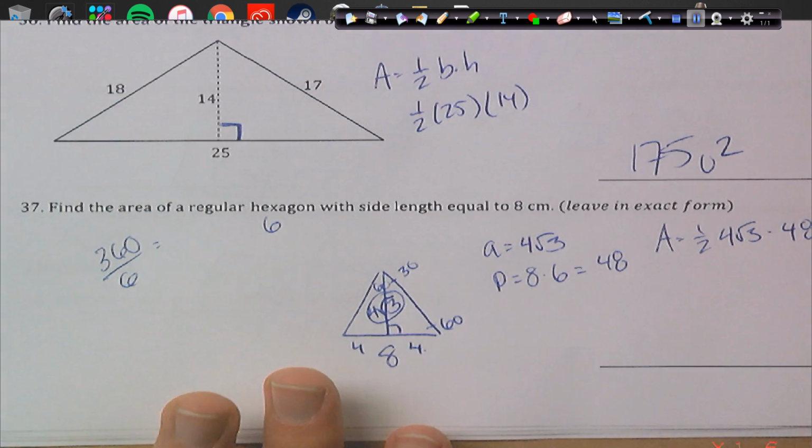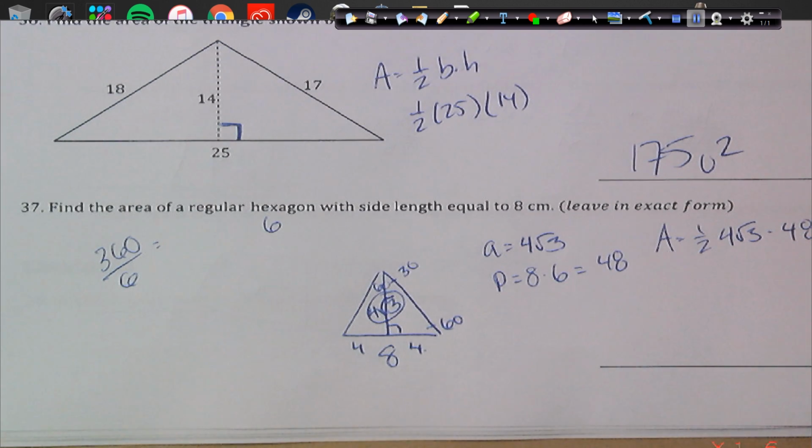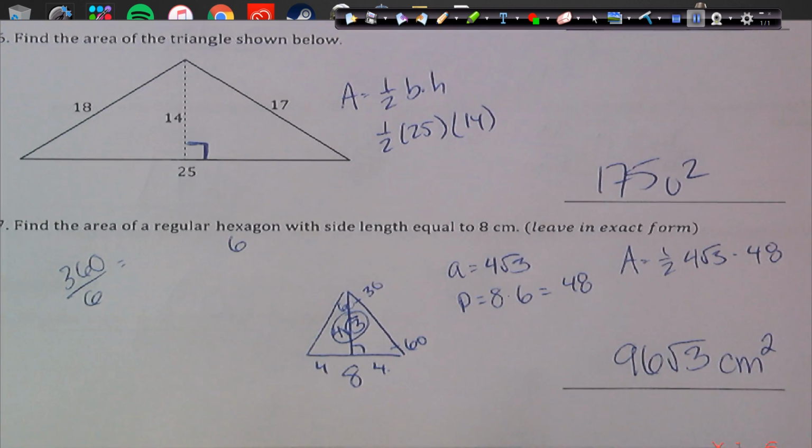It says leave in simplest radical form, so that's what we will want to do. Alright, multiply it all together. It says leave an exact form, that's why I left it with the rad 3. If you leave it as a decimal, it is not in exact form. Okay, so exact form means no decimals.